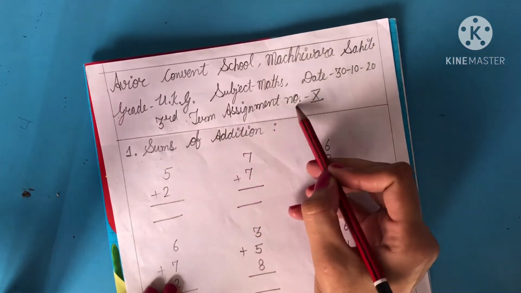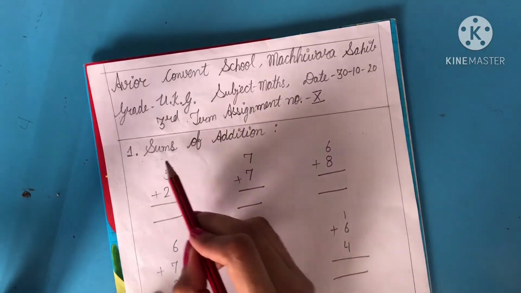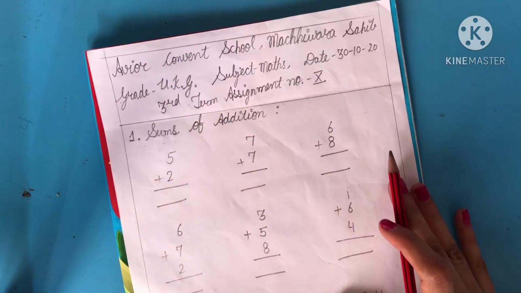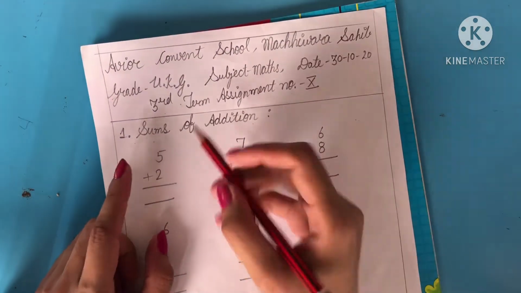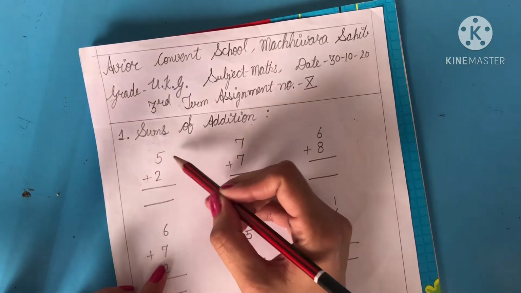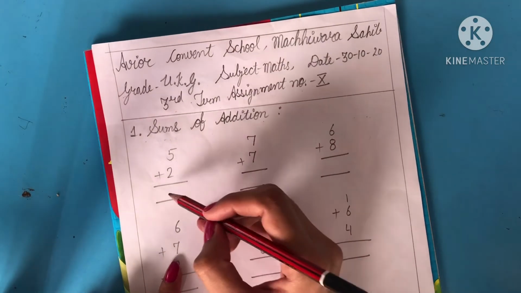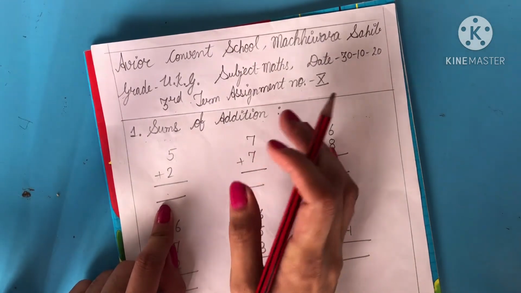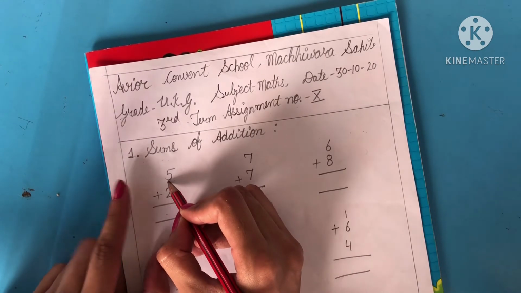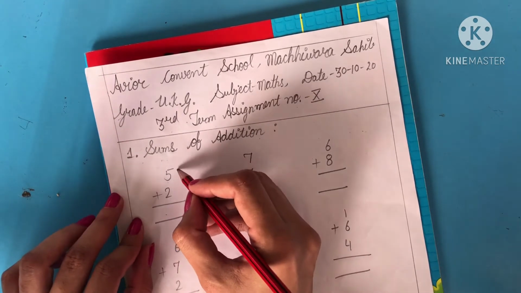Third term assignment number 10. Sums of addition. आज हमने add sums करने हैं. हमने according to digit lines draw करनी है. Lines को count करना है और write in the box. Okay, my dear students, let's start the first sum. It's 5. Draw 5 lines.